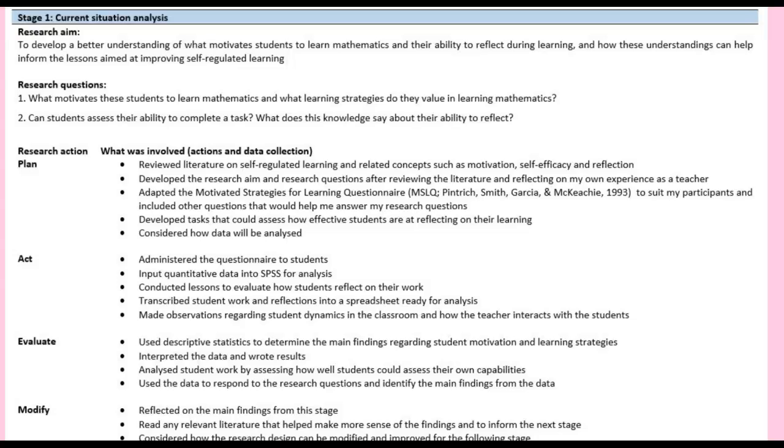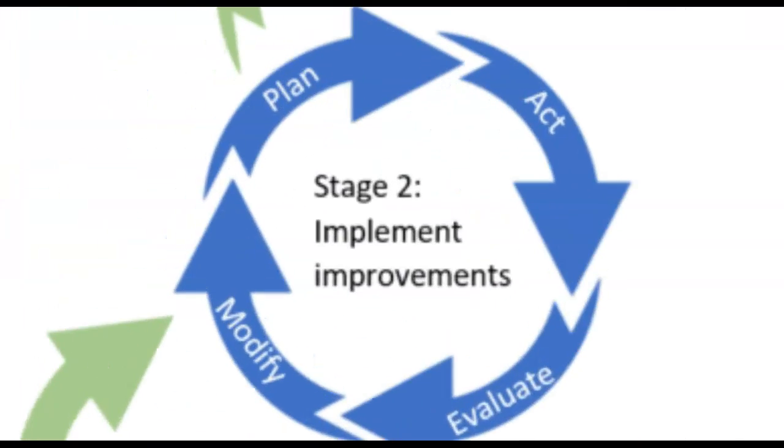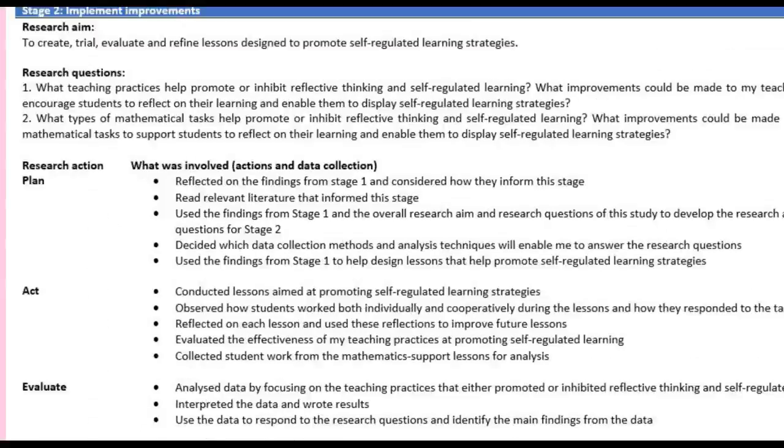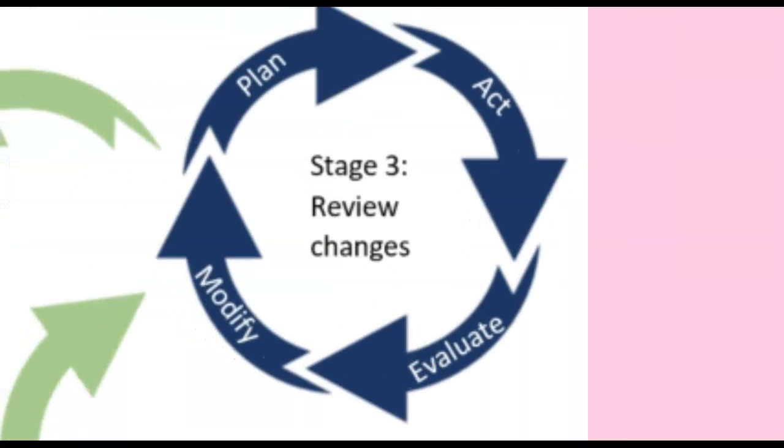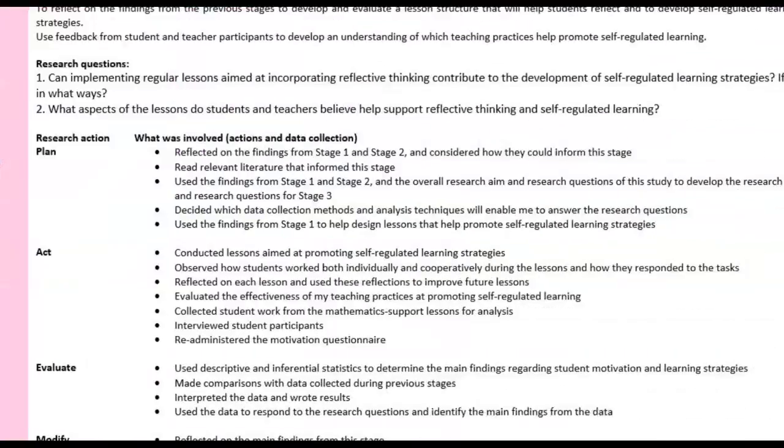Now, this table is different to what I submitted with the document. I'm pretty sure I submitted the one that describes the action research cycle, whereas this explains exactly what I did. So I don't want to go into too much detail. It's actually just there as evidence of what I've done. So then you've got the second stage, and I know that frame has to be fixed, and then stage 3.